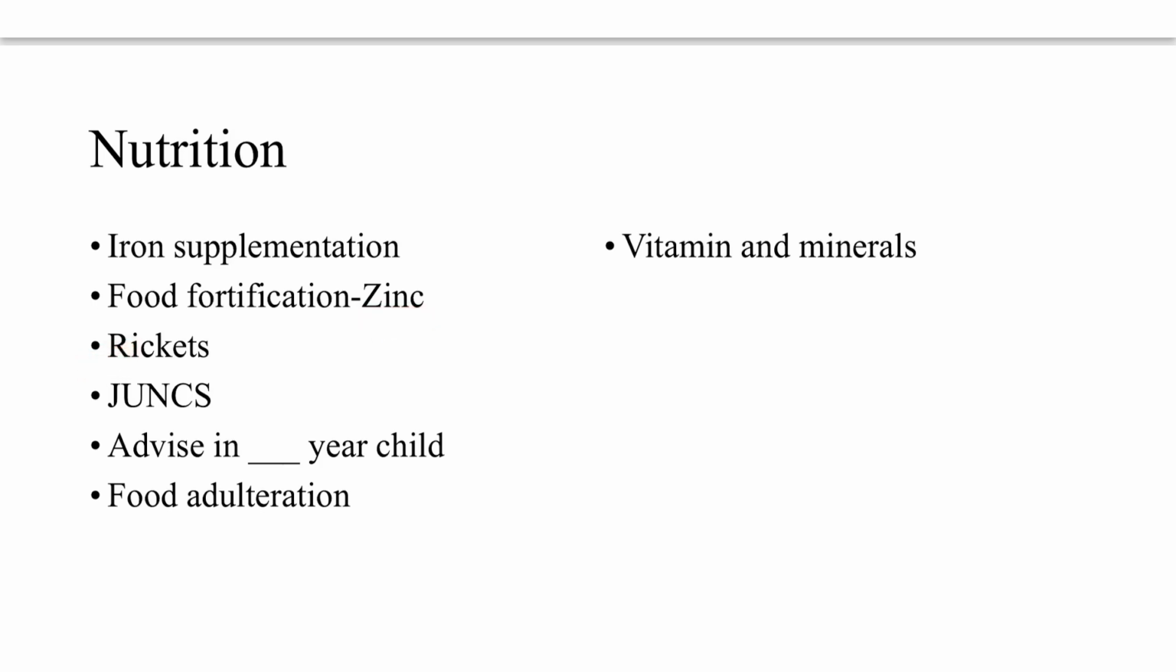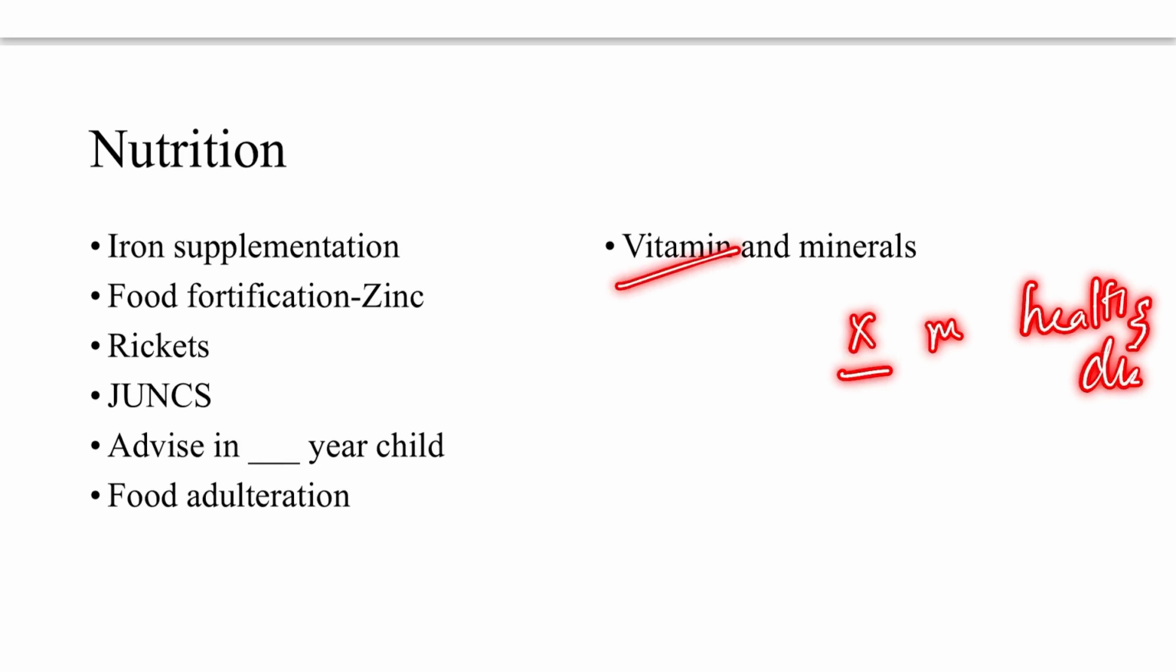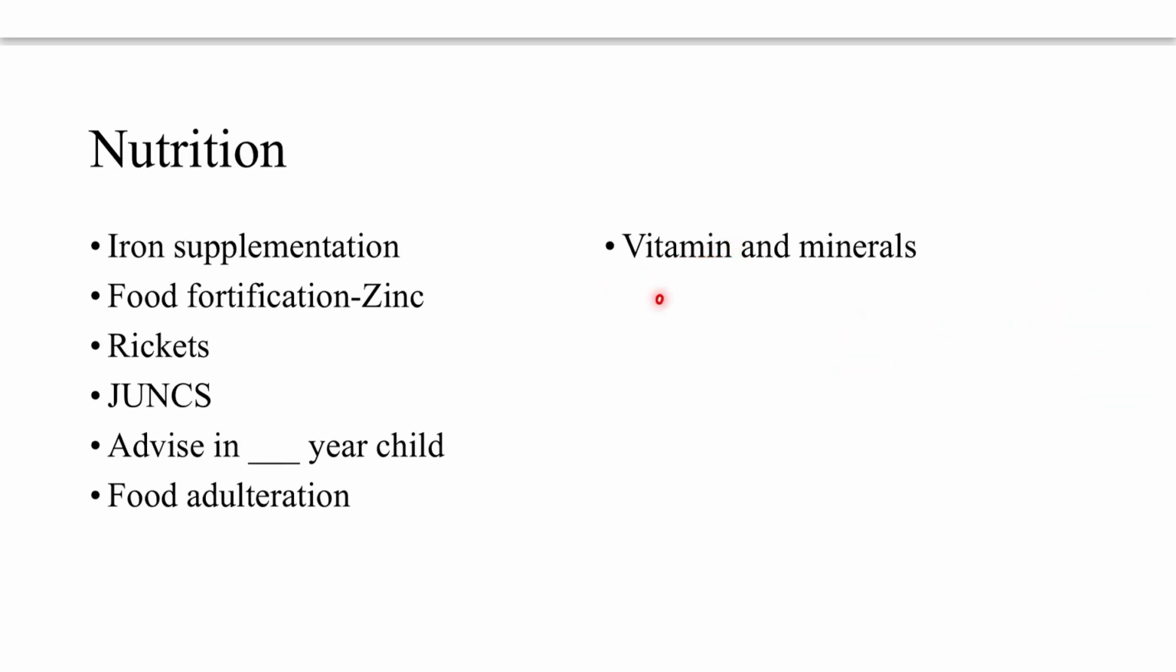Rickets, as was always, you cannot miss. Junk foods, you should know. Food adulteration, go through, please. Because that was also repeated in 2 to 3 places that I saw. Vitamins, minerals, like every year, some vitamin or mineral is being asked. Okay. So minerals, like they ask some X mineral in health and disease sort of question. Vitamins, like specific vitamins they ask.